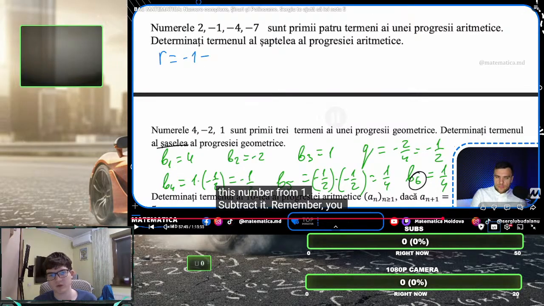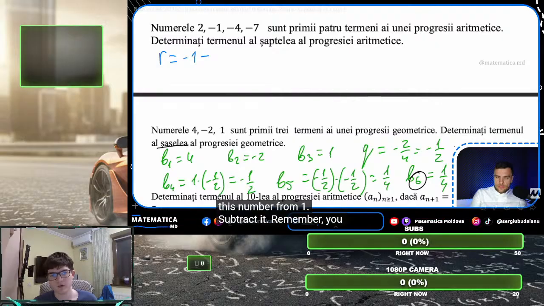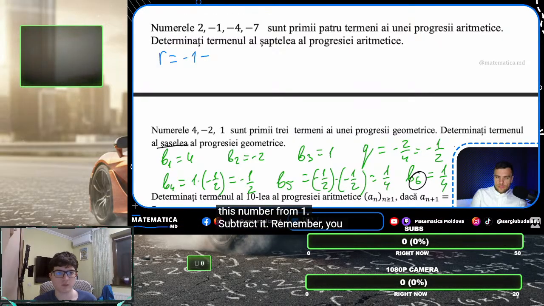We're going with this. There are four numbers: 2, -1, -4, -7. Find the seventh term of this progression. I mean, this one's easy, I think. First, you gotta find the ratio. How do you do that?